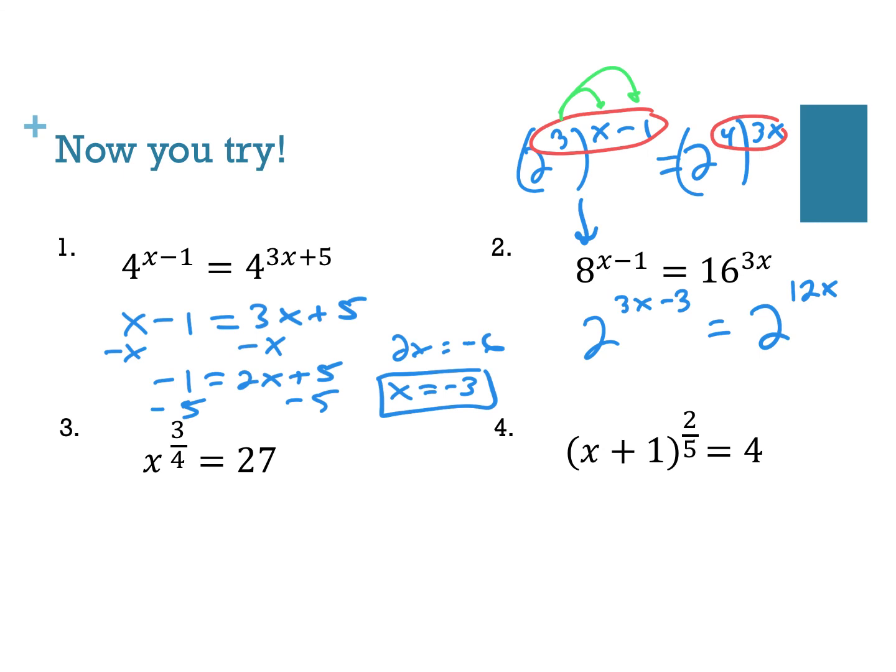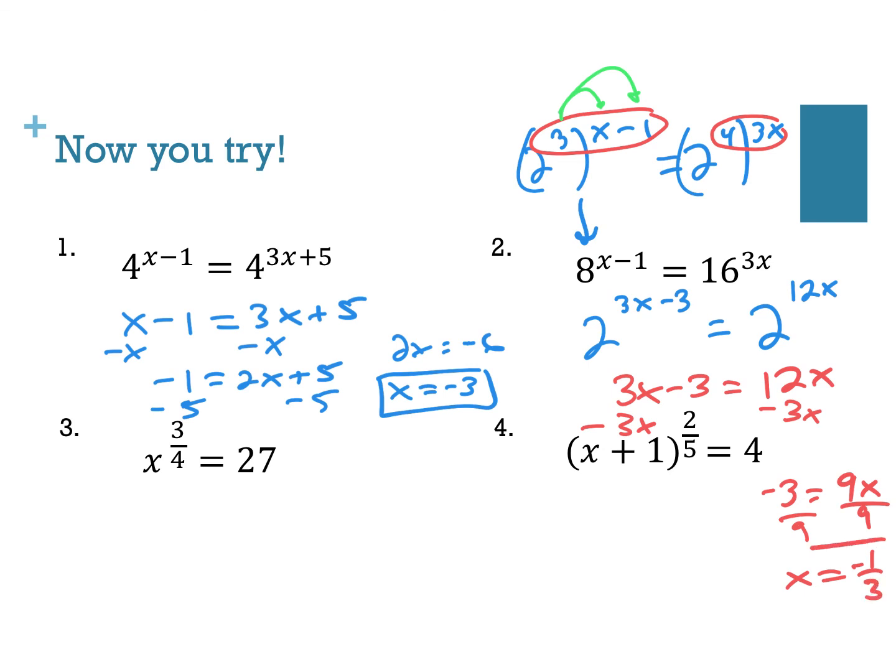Now that they're the same base, I can now set the exponents equal to each other and solve. So if I subtract 3x from both sides, it looks like I got -3 equals 9x. And if I divide by 9, -1/3 would have been your answer there.